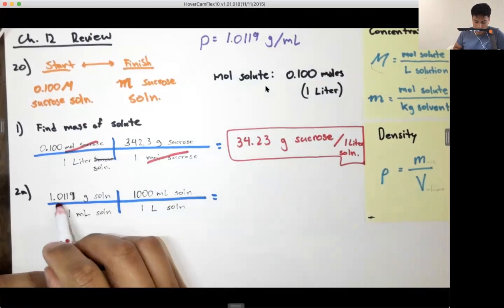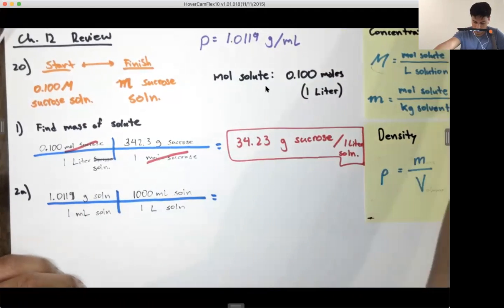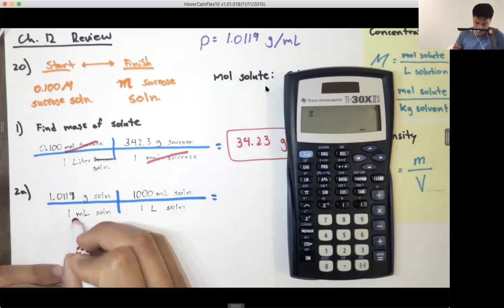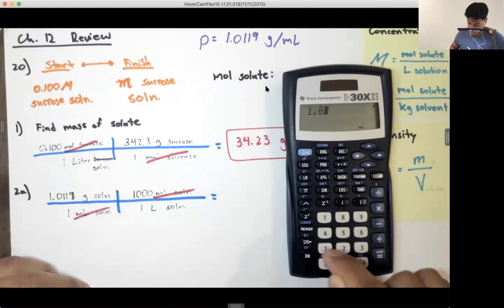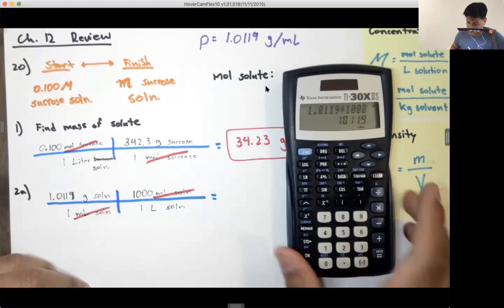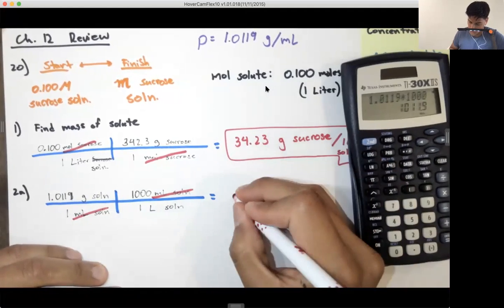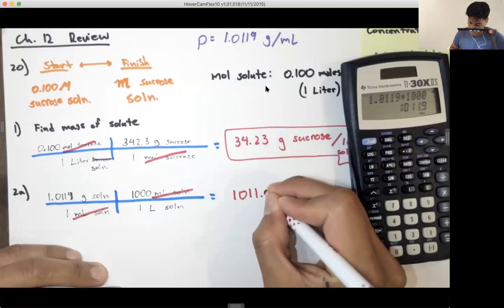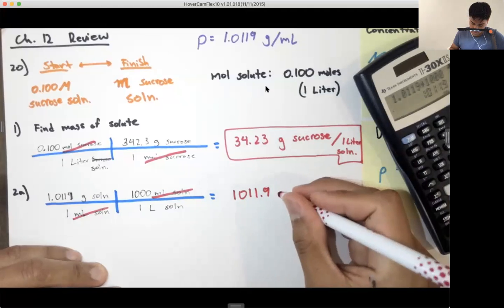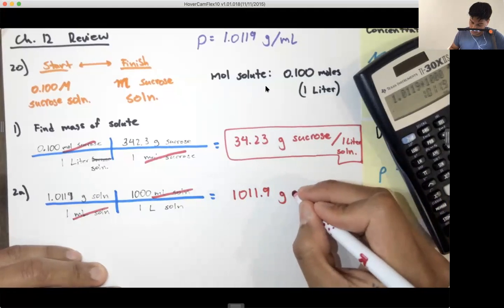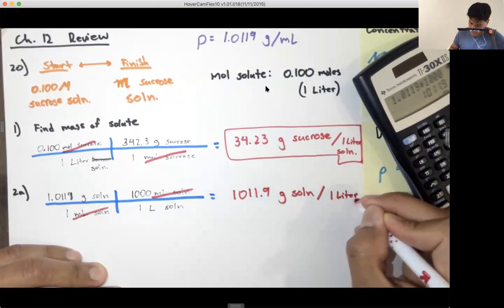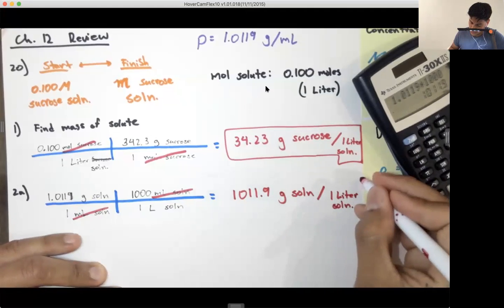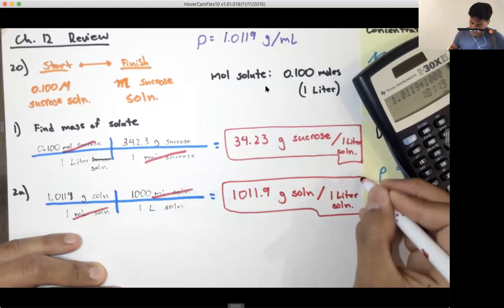All right, so we're going to go ahead and work this out. Let's make sure that things cancel out. Milliliters of solution cancels out. Now 1.0119 times 1000 is going to be 1011.9 grams of solution per 1 liter of solution.